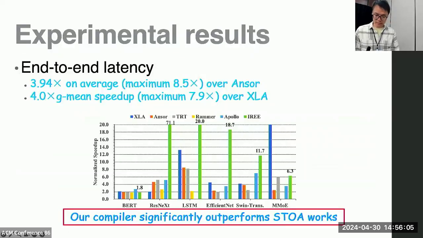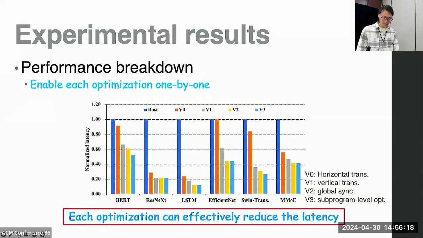We first present the overall results of our compiler, and we can see that our compiler significantly outperforms other schemes across the evaluated models. And this figure reports the impact of individual transformations on the inference time reduction. Our horizontal and vertical transformations can significantly reduce the inference latency.